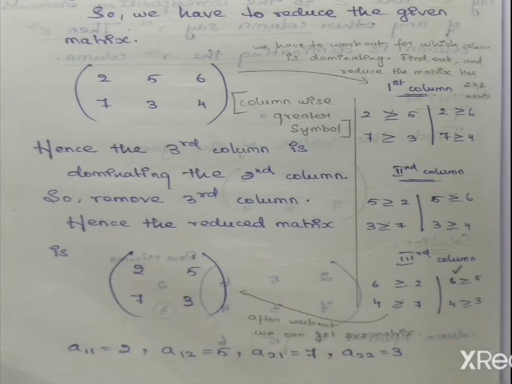So you have to compare the third column with the first column element as well as the second column element. So the first column element is 2 and 7. The second column element is 5 and 3. For the third column, the first one is 6 is greater than or equal to 2. This condition is satisfied. But 4 is not greater than or equal to 7. So this condition is not satisfied. So you have to omit this. Then you have to come to comparing with the second column. So 6 is greater than or equal to 5 is okay. Similarly 4 is also greater than or equal to 3.